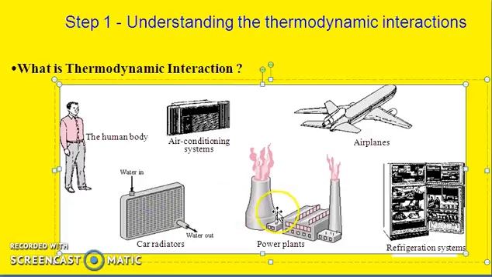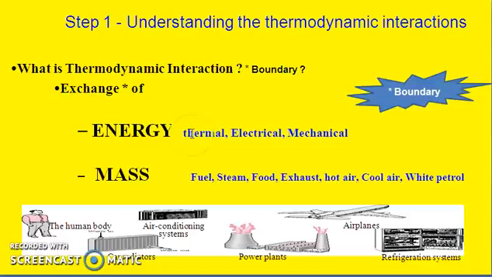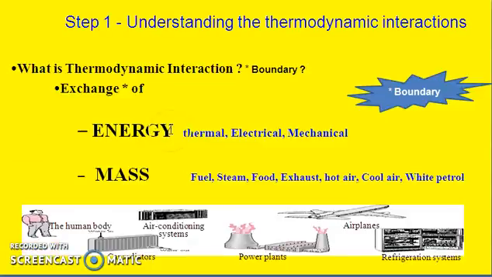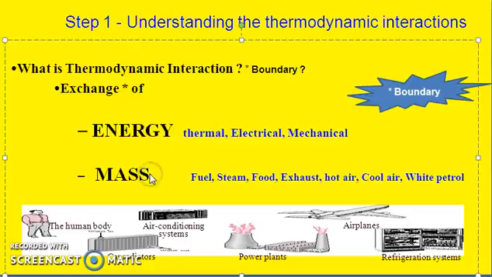For example, in a power plant, coal is getting in, exhaust gas is getting out. At some point, power is also getting out. In a car radiator, water is getting in, water is getting out. At the same time, there is some heat energy getting in. So depending upon different systems, we can identify. To consolidate, if we can categorize the entire thing, we can broadly categorize it as energy and mass. This is exactly what I call interactions.